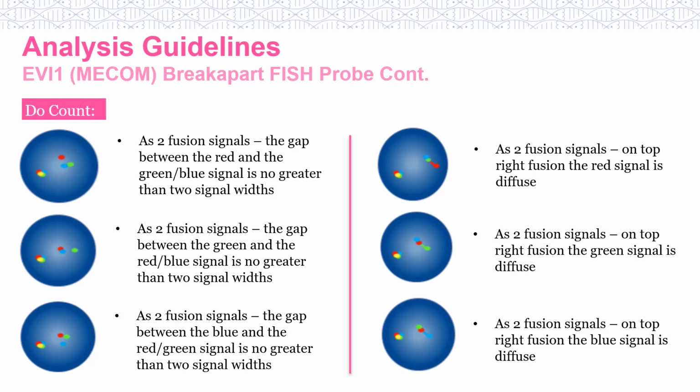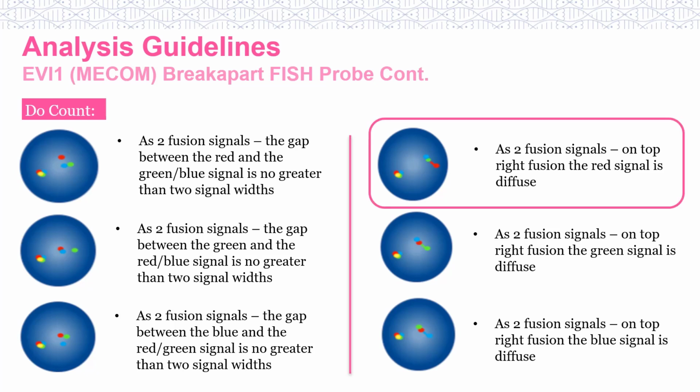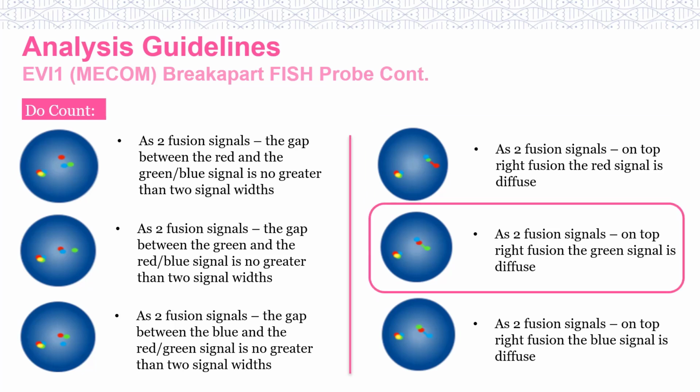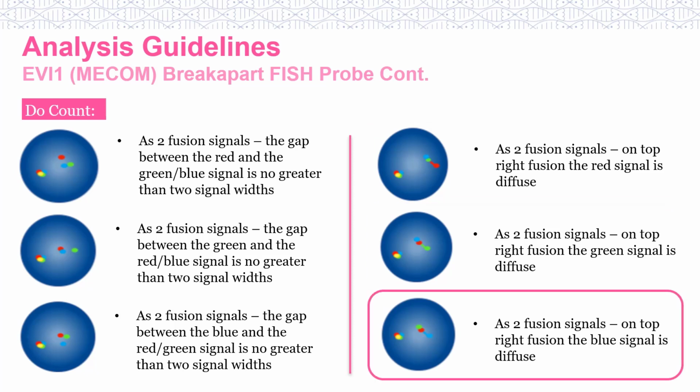If you encounter cells that have a diffuse signal but are still attached to the others by a faint strand, they should also be analysed as 2RGB fusions. Examples shown here include a cell with a diffuse red signal attached to a green-blue fusion, a diffuse green attached to a red-blue fusion, or a diffuse blue signal attached to a red-green fusion. As with the dual-colour break-apart probes, it is imperative that all FISH technologists are trained to recognise these signal patterns in a similar manner to maintain the highest levels of concordance between analysts.